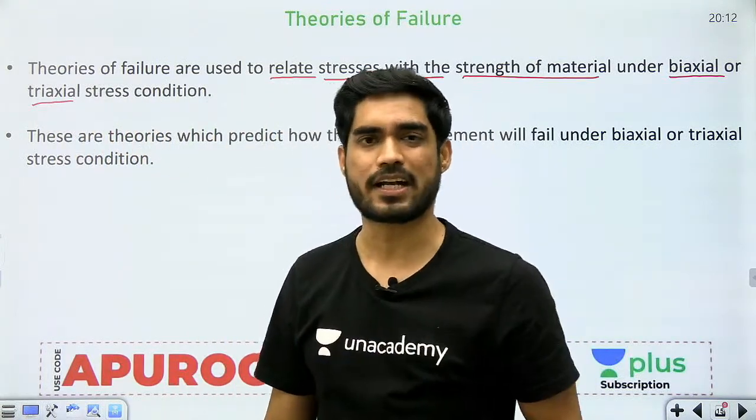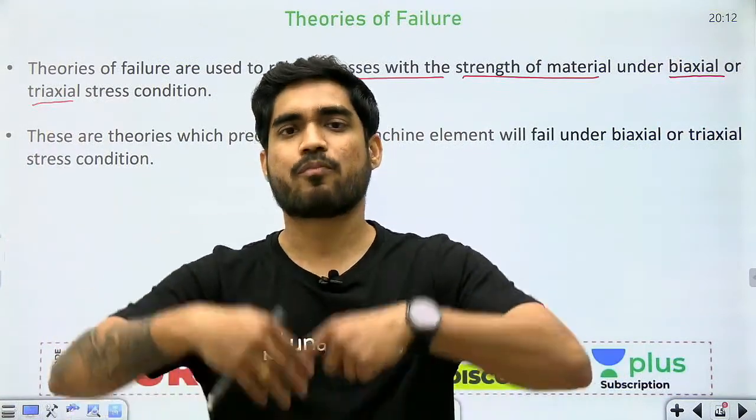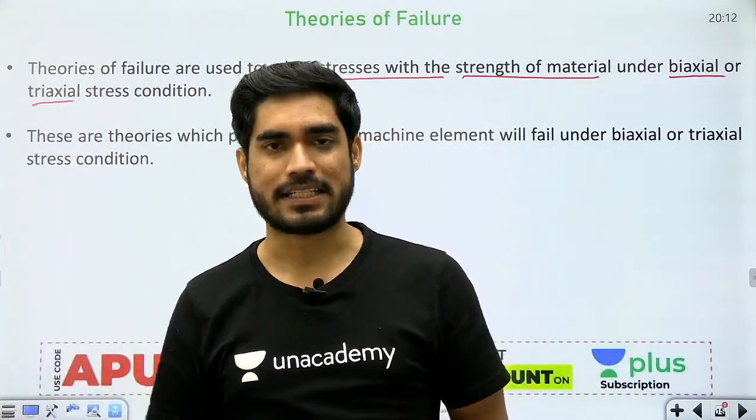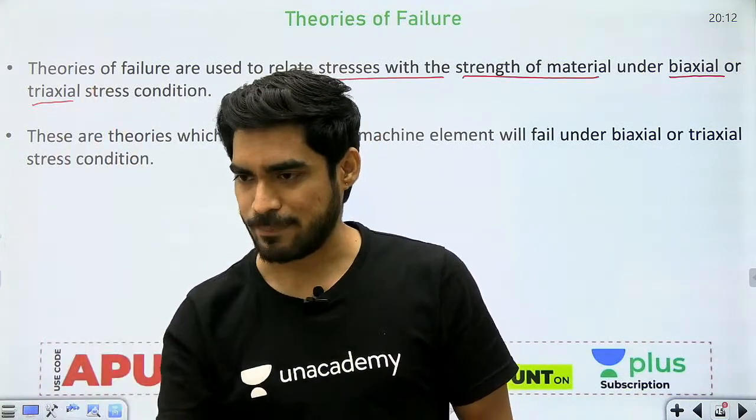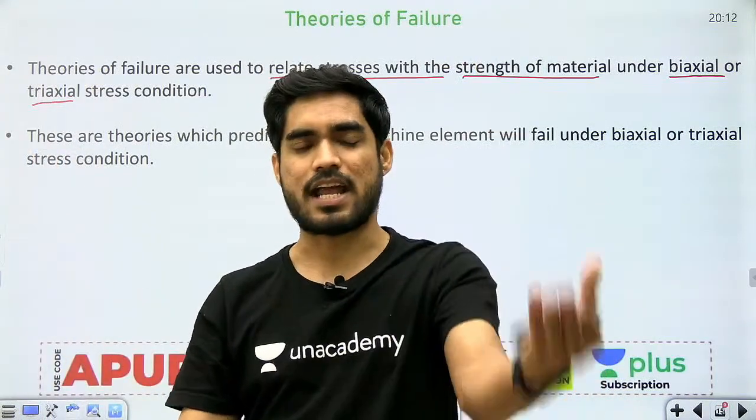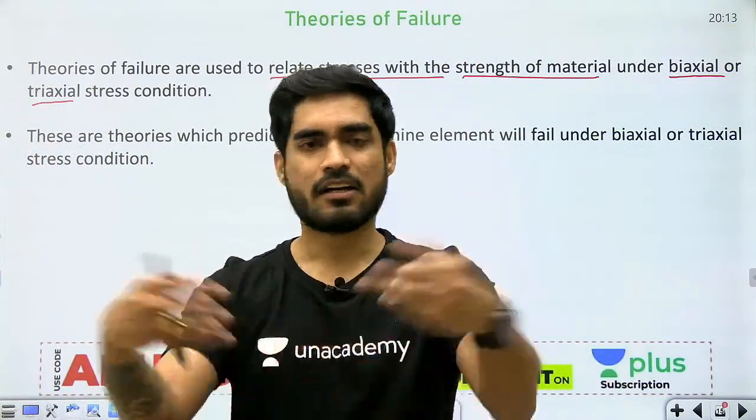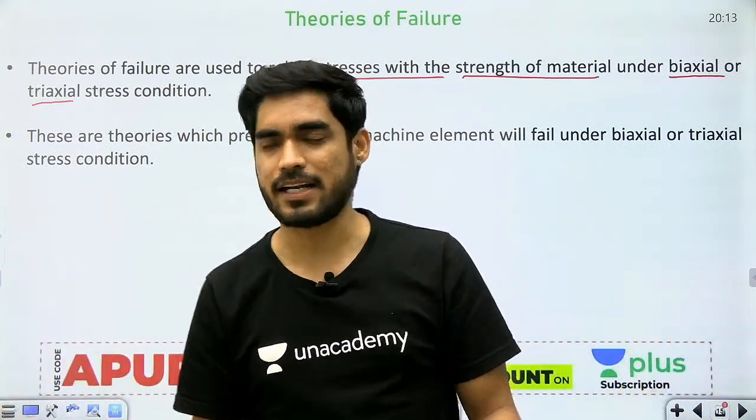Biaxial or triaxial loading condition means multiple sigma, multiple tau. We have more than one sigma, more than one tau. In that case, we need a relation between multiple sigma and tau and SYT and SUT. Stresses, strength. Without this relation, we can't find the diameter. I have already shown you how to find the diameter, right?